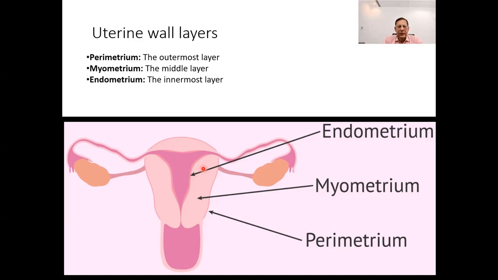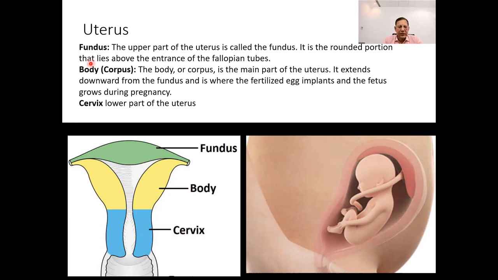Uterus, one by one we will discuss each. The uterus comprises three parts. The uppermost is the fundus, the middle broader portion is the body, and finally, the lowermost portion, the cervix. The fundus is the rounded, dome-shaped top of the uterus. It is situated above the entrances of the fallopian tubes.